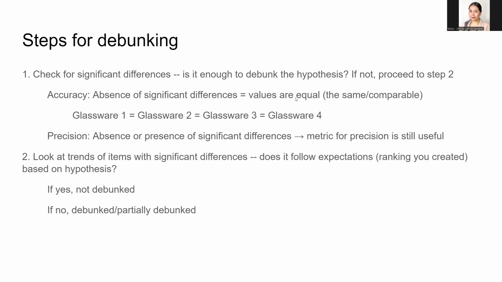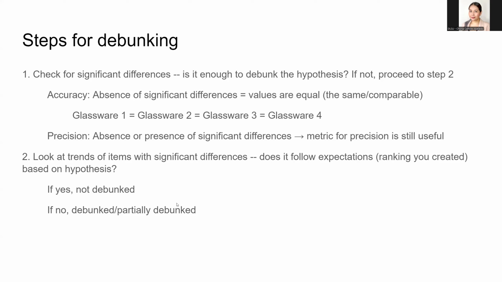However, if significant differences are found you might need to do a post hoc test, or you try to look at the overlaps of the error bars to see kung aling glassware yung naiiba. Okay? Kasi if may significant differences, you look at the trends of the items with significant differences. Nafa-follow ba niya yung expectations na meron kayo? And again, yung expectations na yun is based on the ranking you created.